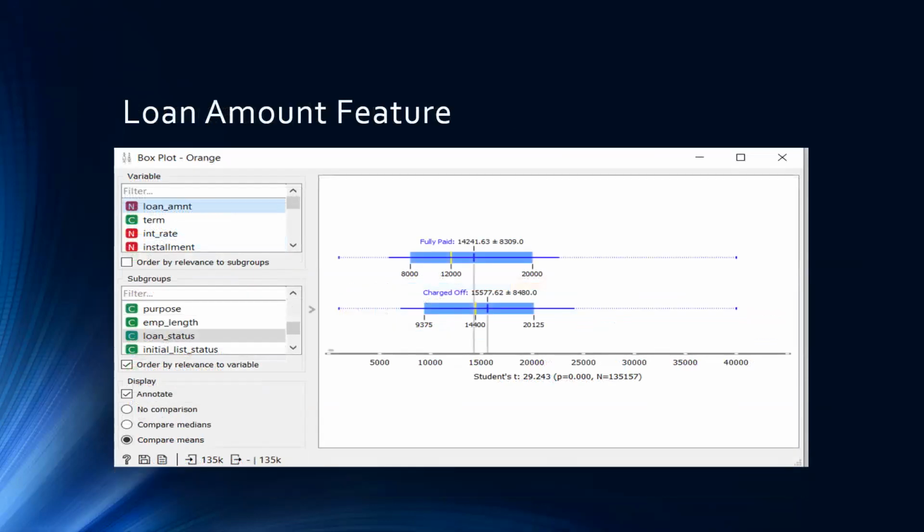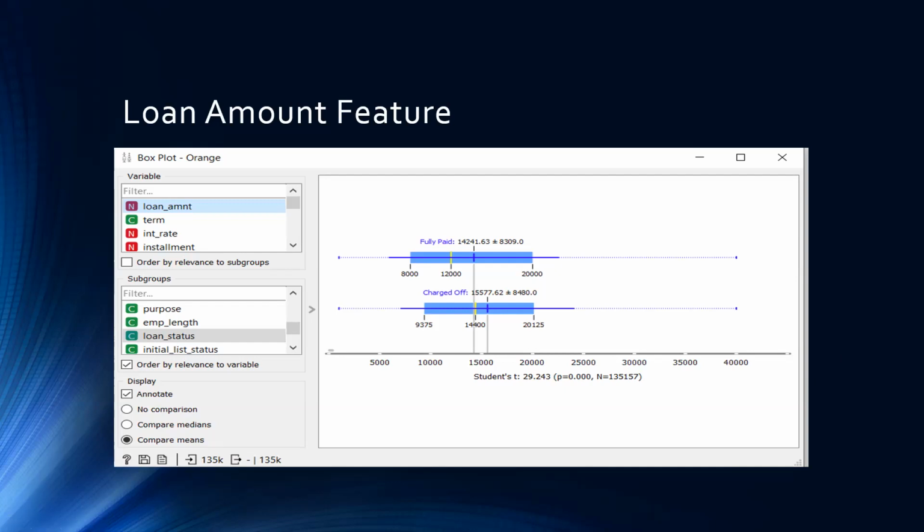Loan amount feature. I think the loan amount feature is an important feature. It is the amount of the loan applied for by the borrower. If at some point in time the credit department reduces the amount, then it will be reflected in this value. I wanted to use a box plot to explain this feature.